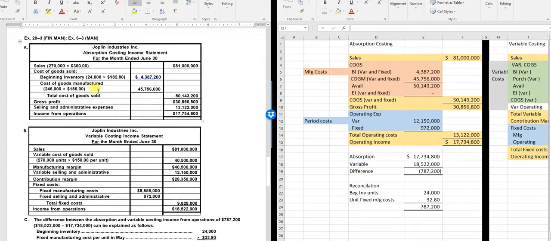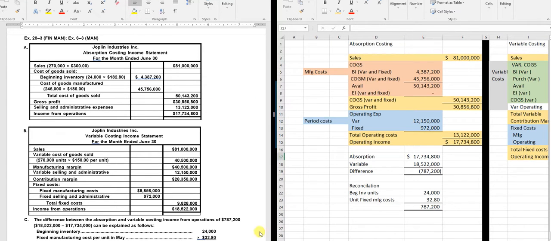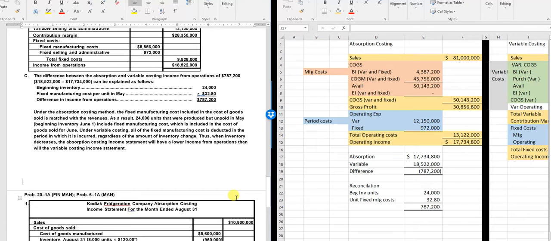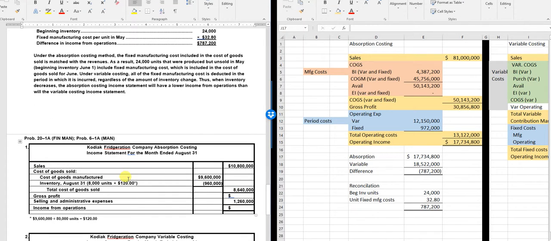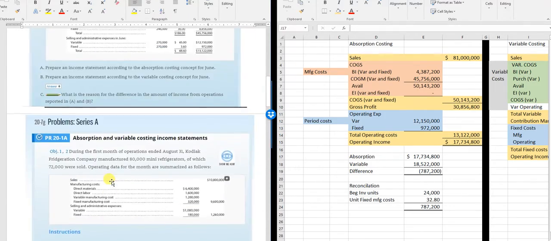And here's a solution to the problem. I have added a few more lines in mine, which I'll explain later. But anyway, we're going to go through exercise 23, and then problem 1. You actually have problem 1A in here, so it might be good to walk through problem 1A since you have it assigned with different numbers.